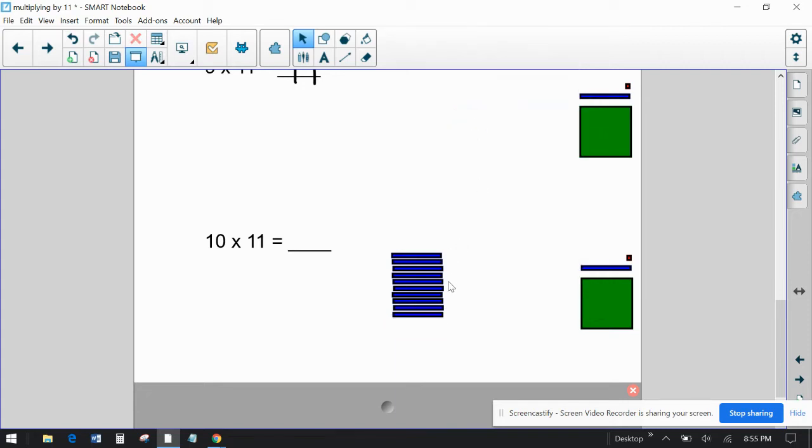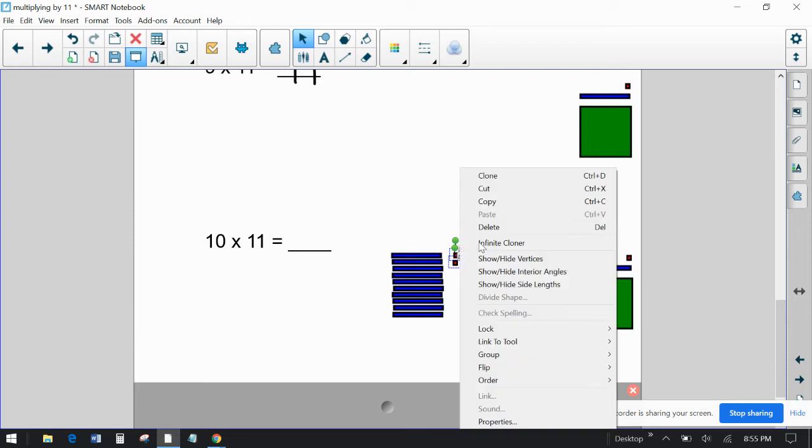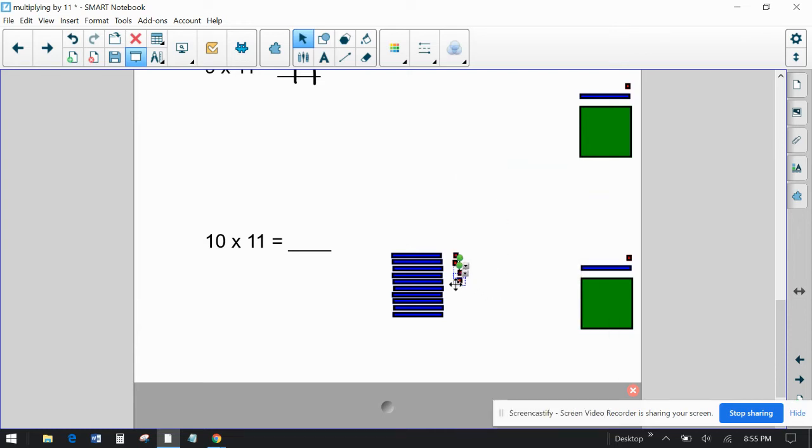So 2, 4, 6, 8, 10. Okay. And now I'm going to put on the ones for each one of these 10s. So you can see that I have 10 rows. When I'm done, I will have 10 rows of 11s.